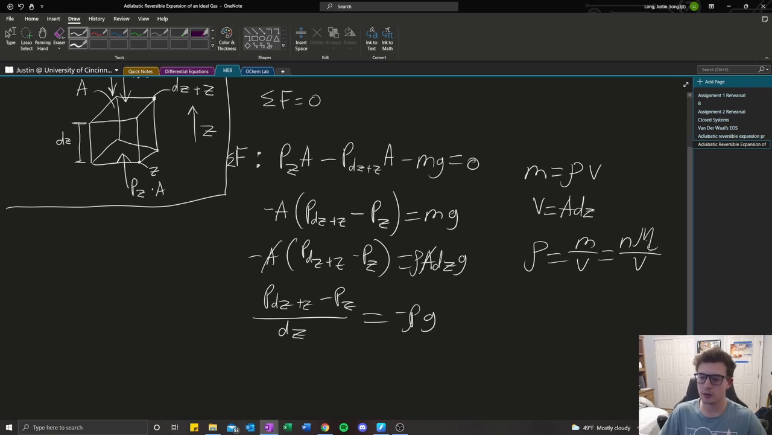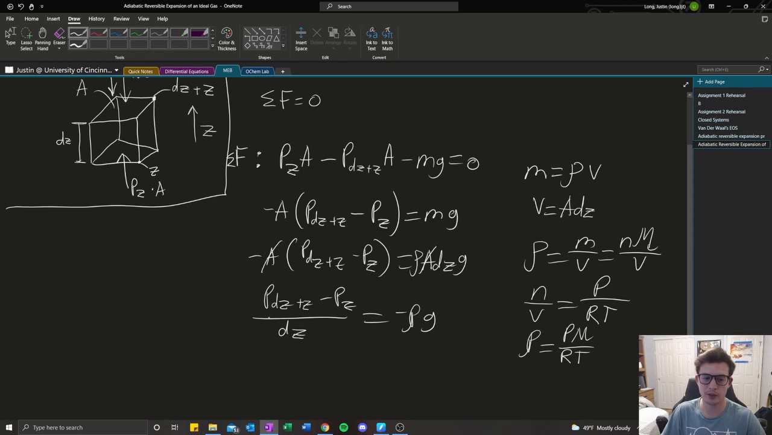And we know that this is equal to the pressure times the gas constant times the temperature, because that's an ideal gas. And so we know that rho is equal to the pressure times the molecular weight over the gas constant times the temperature. And so we can go ahead and plug this in.